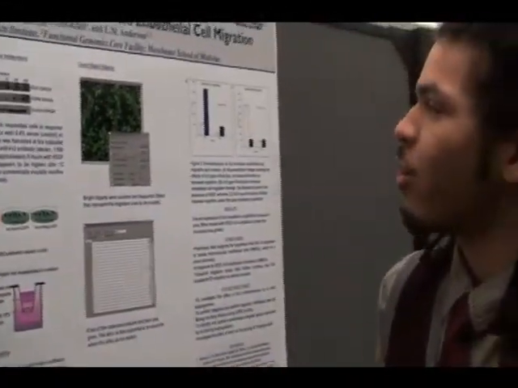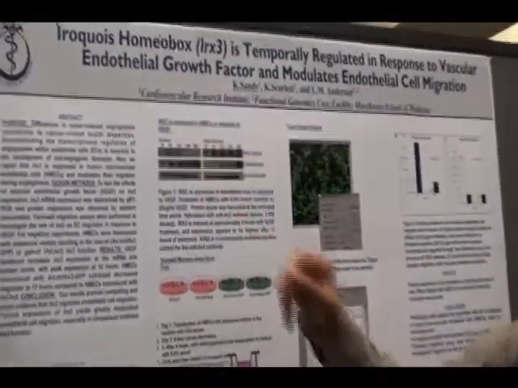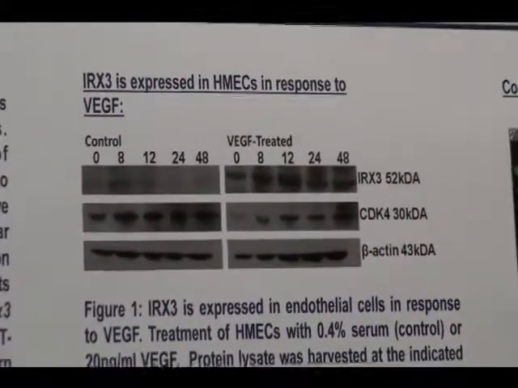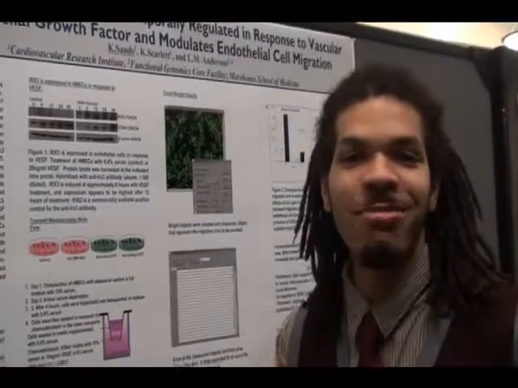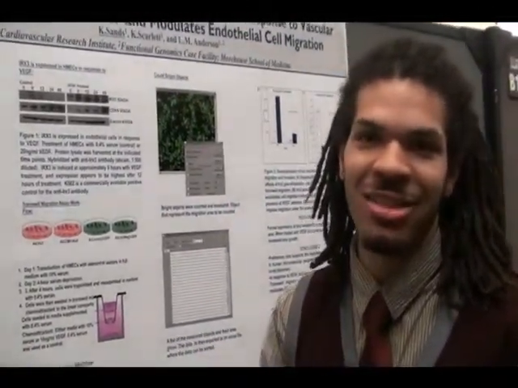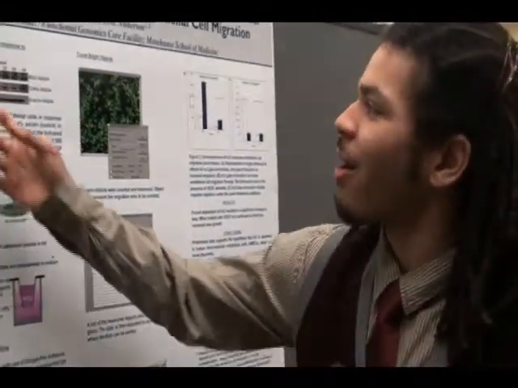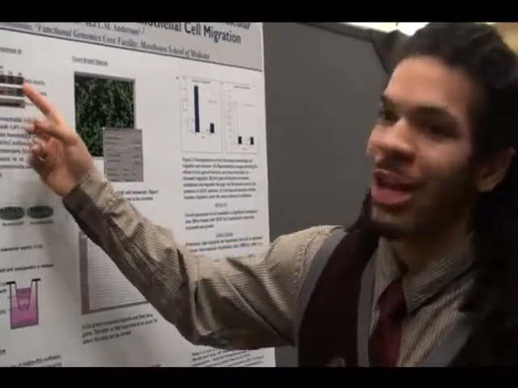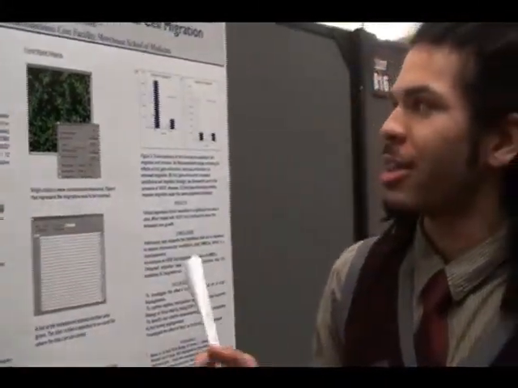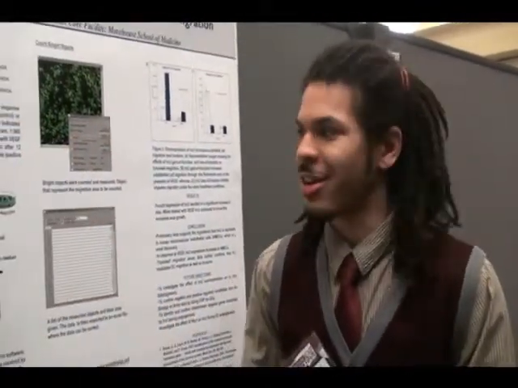So our first goal was to see what happens when we treat human microvascular endothelial cells with VEGF, vascular endothelial growth factor, which is a serum that will help cells grow faster. When it's treated like this, we can see that IRX3 is more greatly expressed than in the control.